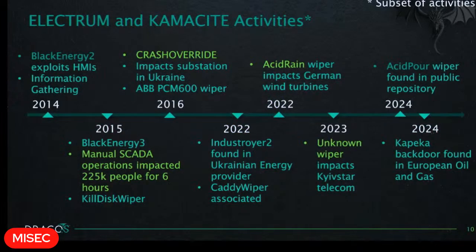Something I want to get back to, for context, is really diving deep into the timeline that we've been tracking for both of these groups. We can kind of lump them together, they work together, but it's not necessarily important which one's doing what in this case. So back in 2014, Black Energy 2 was used to compromise HMIs. In this case, they're just using exploits.